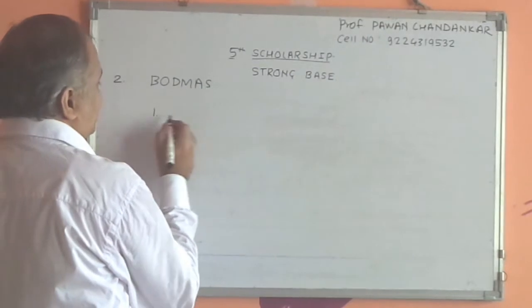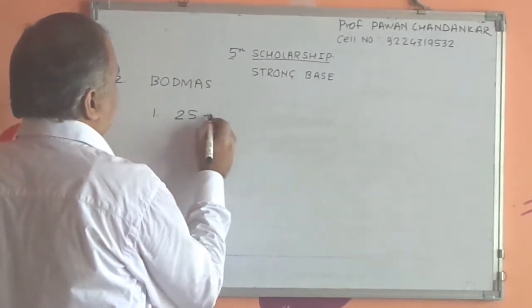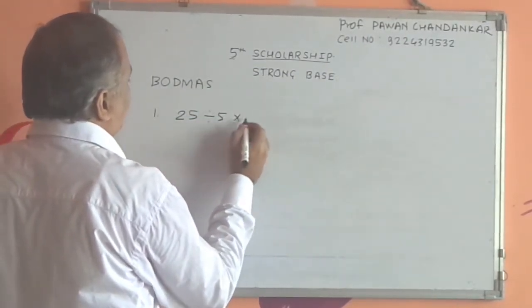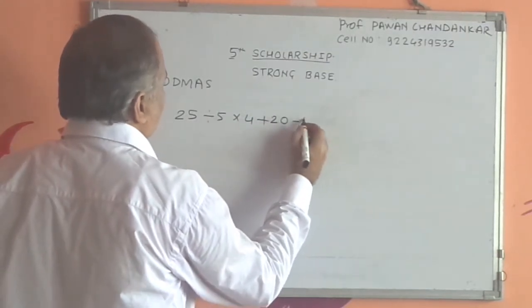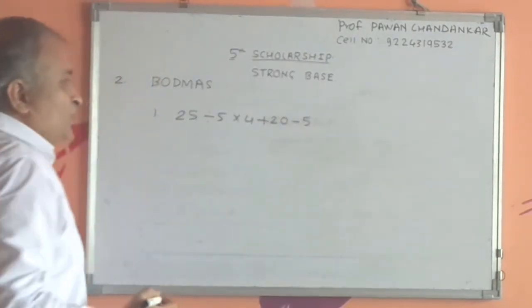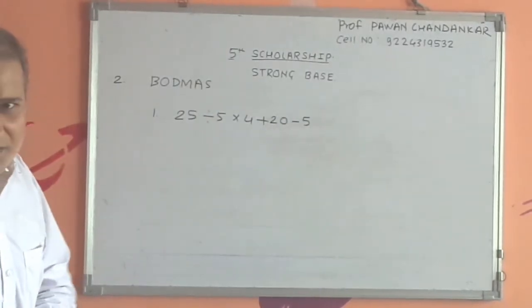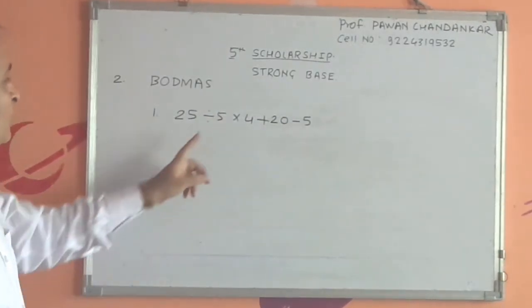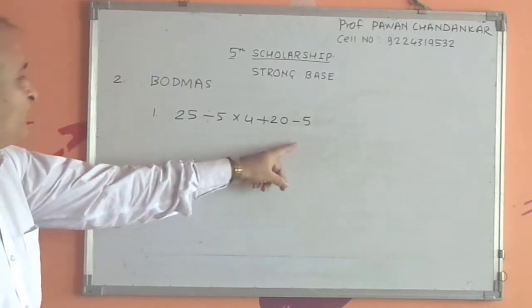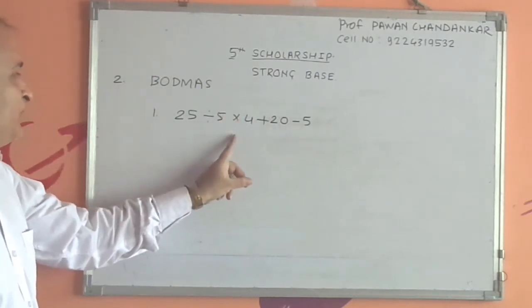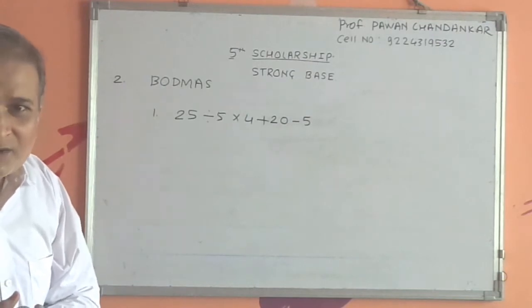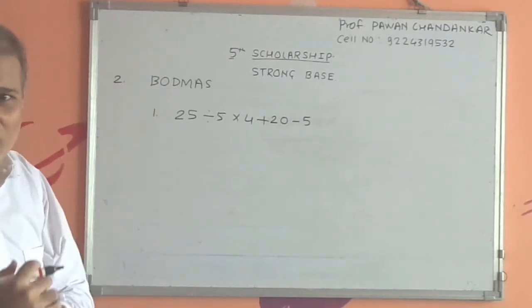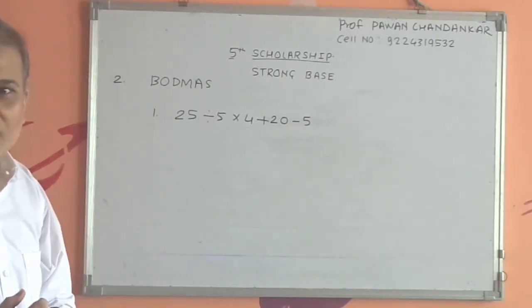Look at this. 25 divided by 5 multiplied by 4 plus 20 minus 5. Now if you notice this, kids, how many operations came in this question? 1, 2, 3, 4. That is division, multiplication, addition and subtraction. So students, which operation will you perform first of all?